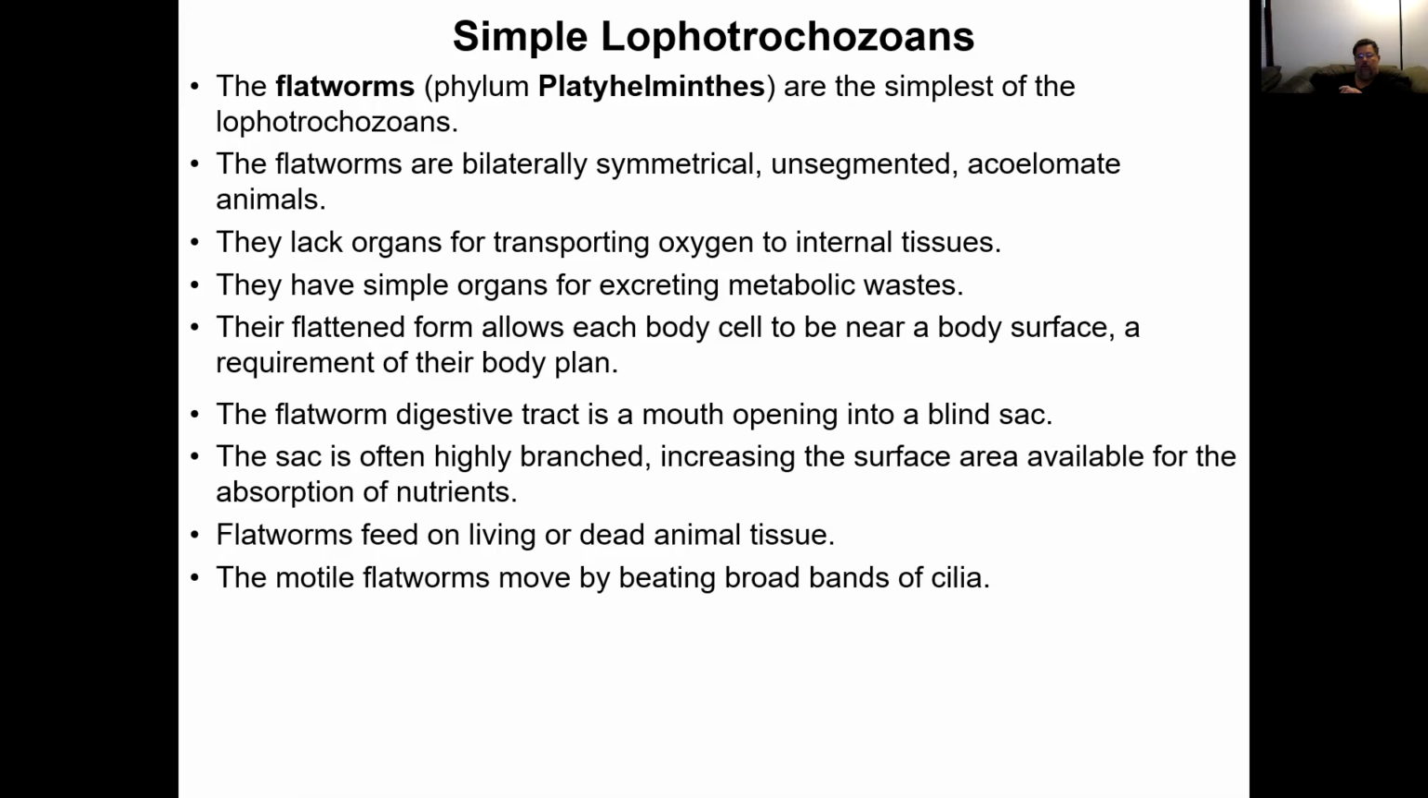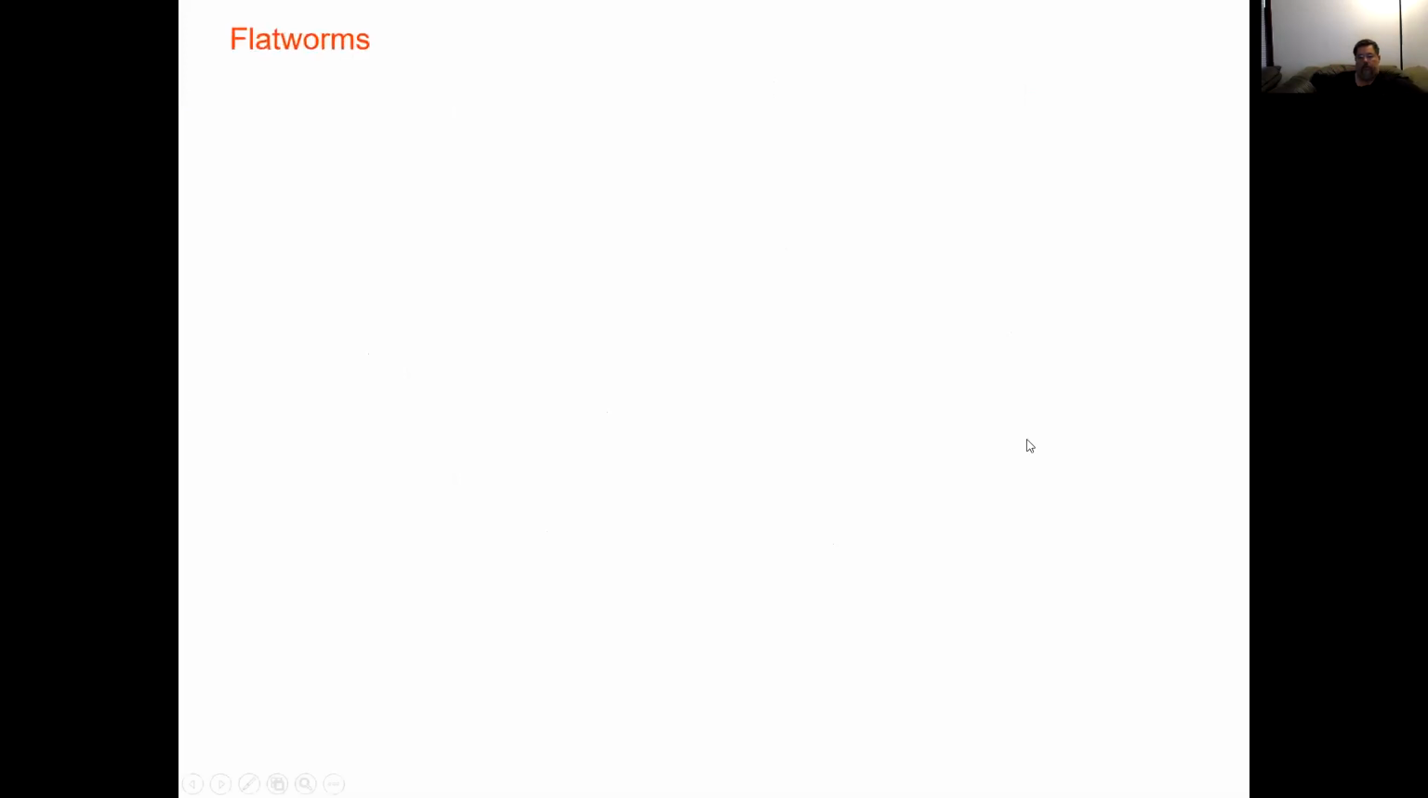Flatworms feed on both dead or living tissues. When they feed on living tissues, they're often parasitic, so you can actually find them as a parasite in your body. But there are also free-living flatworms in the ocean. They move by beating a band of cilia. Remember, cilia are like little hairs found along the side of their body or underneath their body.